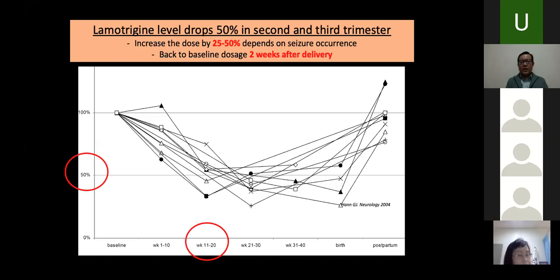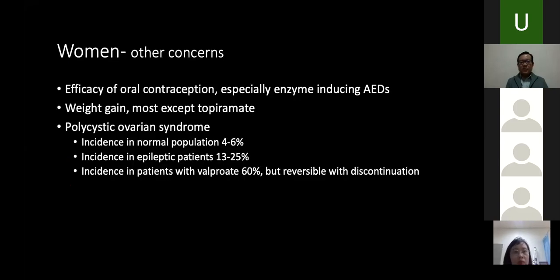if you want to make sure the seizure control or the level is therapeutic. For women, in addition, there is polycystic ovarian syndrome, so we just need to make sure. It's very common in the normal population, but it's higher in those on sodium valproate. And if you can, try to avoid sodium valproate, especially in obese ladies.